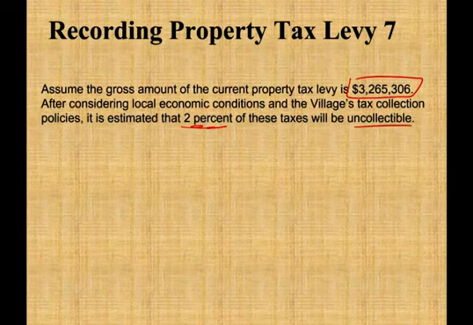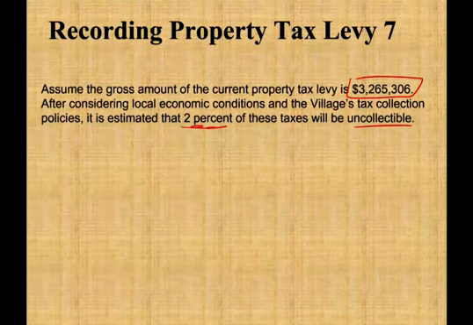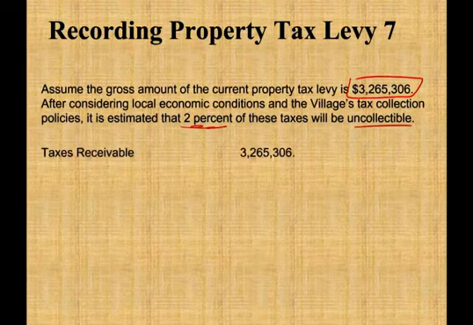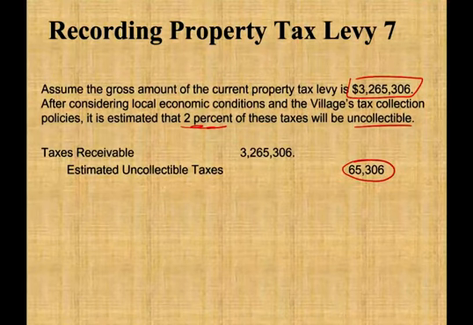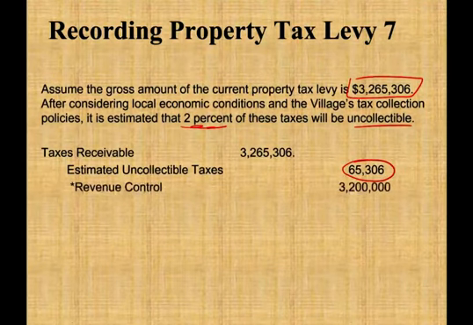Can we recognize our revenue before we receive it? Yes, we can. Remember what we learned when we talked about revenue recognition. Okay, so we debit taxes receivable $3,265,306. Credit estimated uncollectible taxes. This is the amount we don't think we're going to be able to collect, $65,306. And revenue, our net revenue, is $3.2 million.